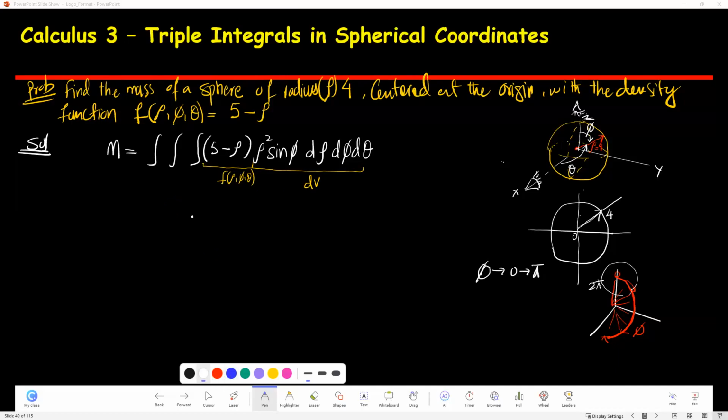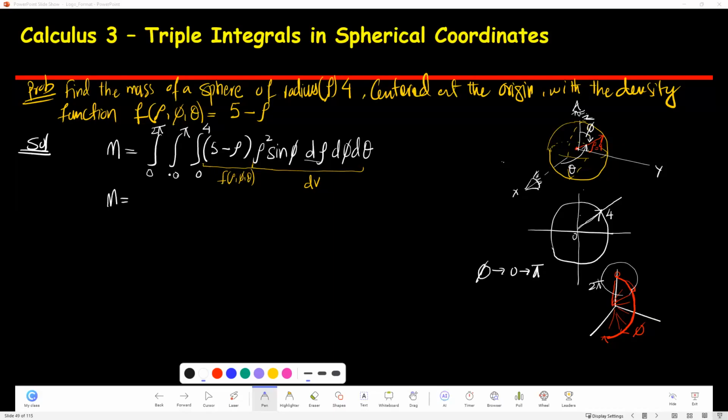Now I'm going to be writing the limits. The first one is d rho. D rho goes from 0 to 4. We already talked about that. D phi goes from 0 to pi. We already talked about that. D theta goes from 0 to 2 pi. Okay, so I think now it's pretty much in control. Let's start talking about the integral.